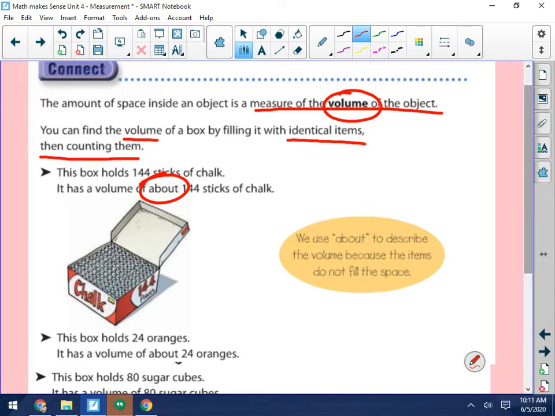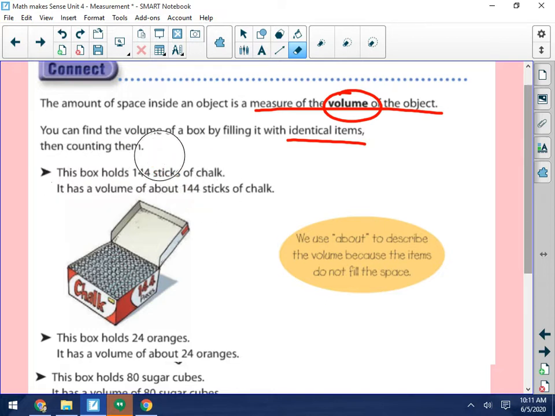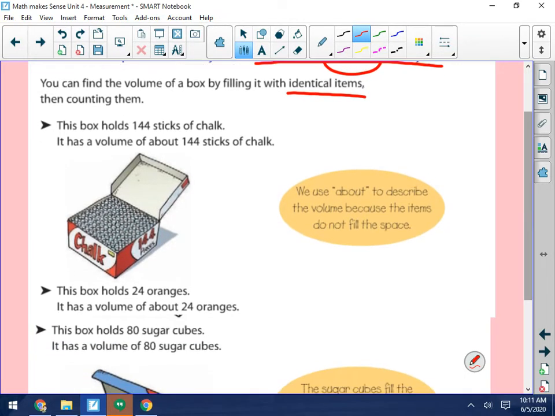So in this picture here, we have a box that holds 144 sticks of chalk. We could say that it has a volume of about 144. Now, the reason that we use the word about is because it doesn't hold exactly that much, because there's actually spaces in between the pieces of chalk. So we use about to describe the volume because the items don't fill all the space.